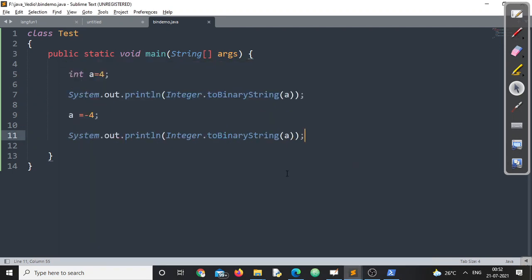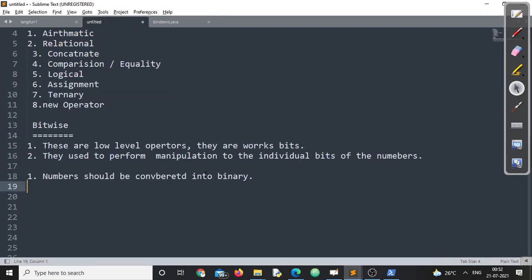Let us discuss more. Three things we have cleared. First, these are low level operators. They work on bits. They are used to perform manipulation on the individual bits of a number. And one thing you should recall is that positive numbers are stored directly in memory and negative numbers are always stored in 2's complement form. Now let us see what are the different bitwise operators available in Java.